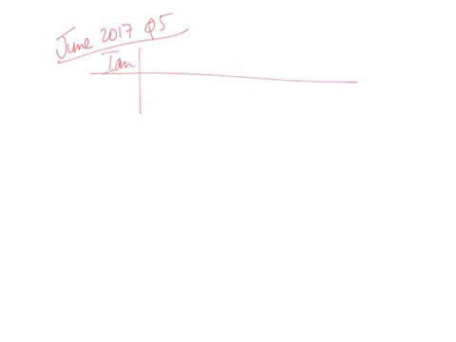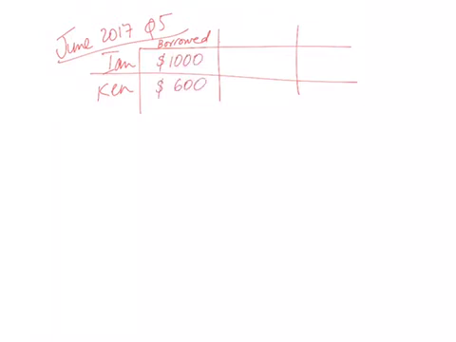Alright, so this is June 2017 question 5. And we've got two people, Ian and Ken. Let's make the chart. So we've got Ian and Ken. They both are borrowing money from their parents. So amount borrowed: Ian is $1,000, right? And Ken is 600, right?